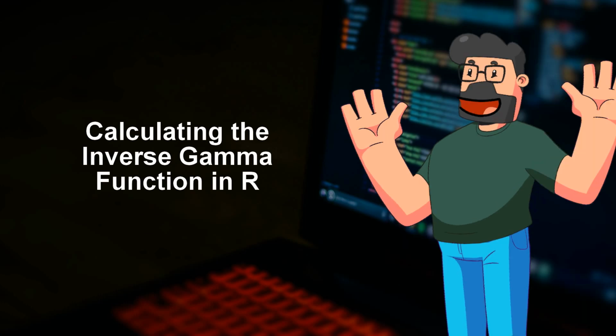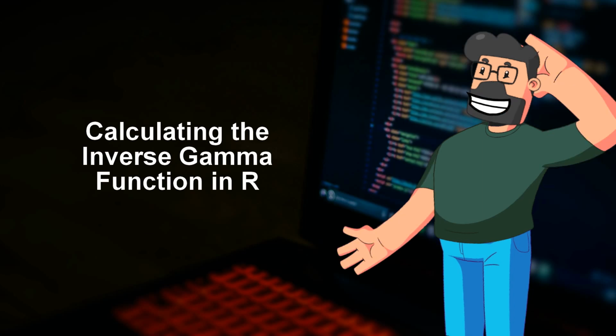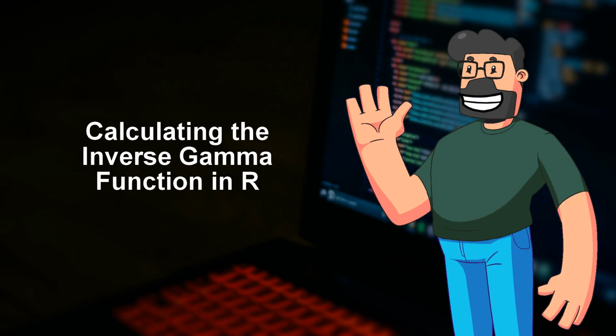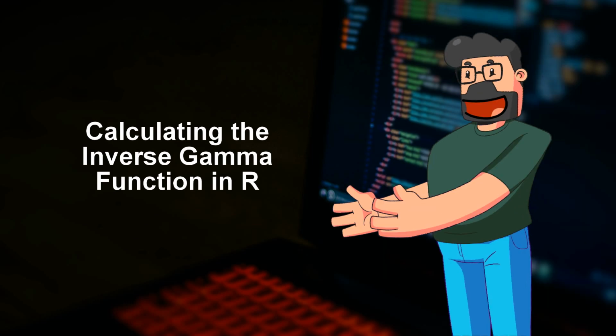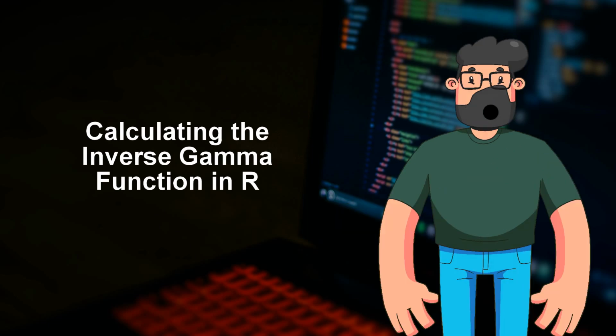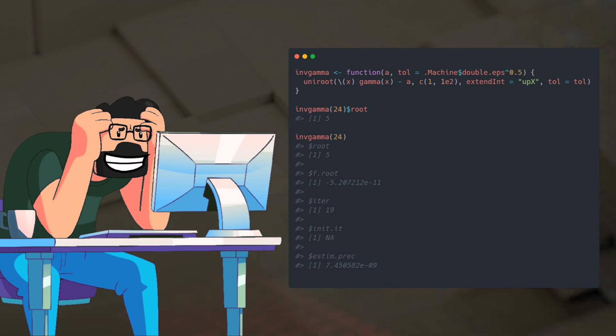Today we're diving into a problem that many of our users might encounter. The problem is how to find the inverse function of gamma in order to retrieve a specific output. Specifically, we want to know how to get the input value of 5 when the output is 24 using gamma. Sounds challenging, right? Let's talk about the solution now.